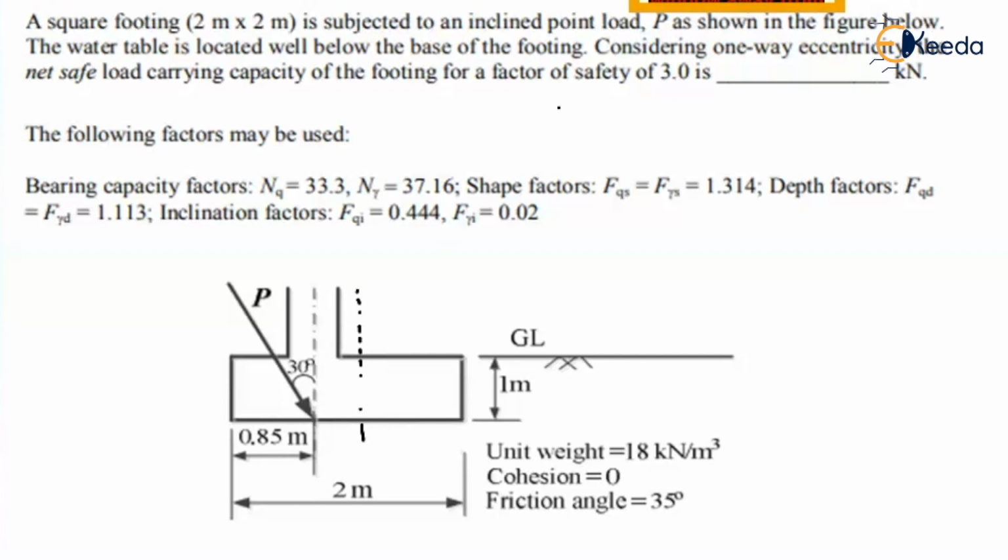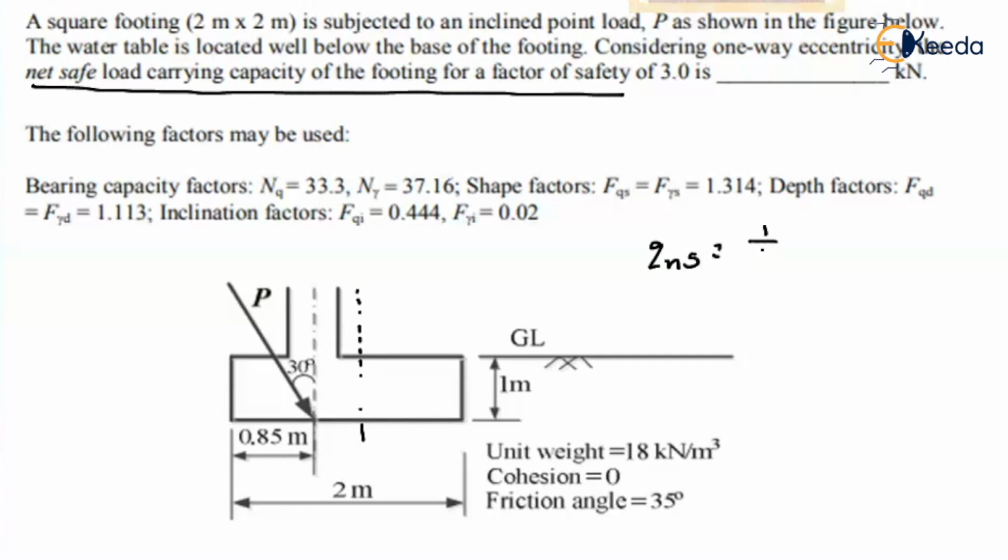So let us see what they're asking. They're asking us to find the net safe load carrying capacity by considering the factor of safety. What about the net safe bearing capacity? Net safe bearing capacity, I can say, is 1 divided by factor of safety of the net ultimate bearing capacity. They're asking in terms of the force. Let us find out in terms of the pressure and then we will convert that into a force.